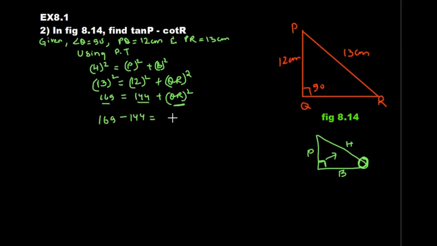I think these are basics which you know. I'm assuming that you know about this, because we have learned this in lower classes. So 169 minus 144 is 25. So 25 is equal to QR square.